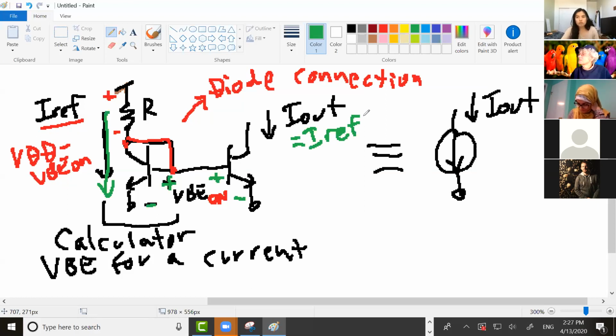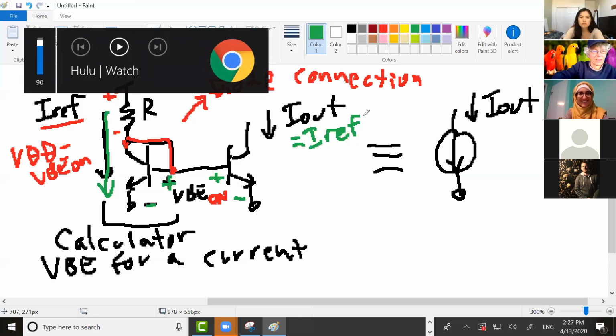I have a question. Okay. So is VBE on the transistor to the left, is that voltage actually VBE needed to get that current, or is the voltage VBE on? It's the voltage for that current. Sorry, I'm having trouble hearing you again. Let me turn you up. Okay, you're on full blast now.